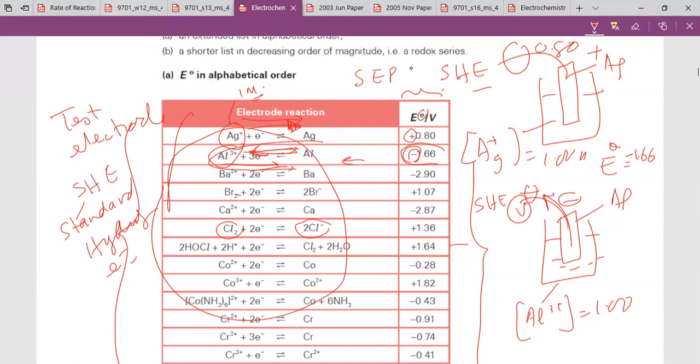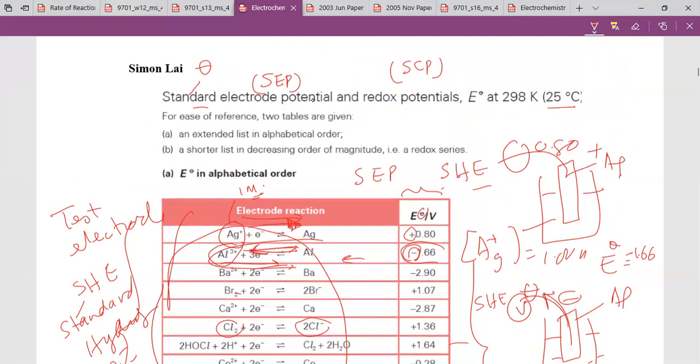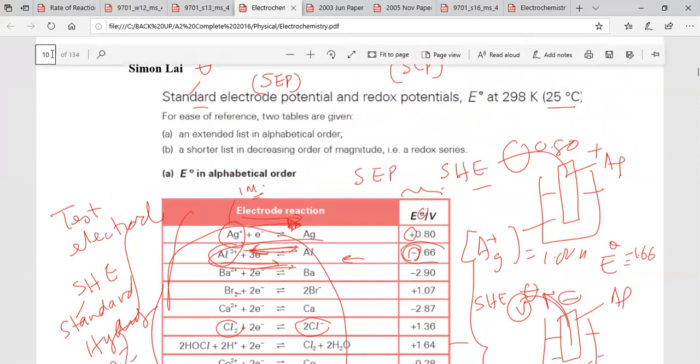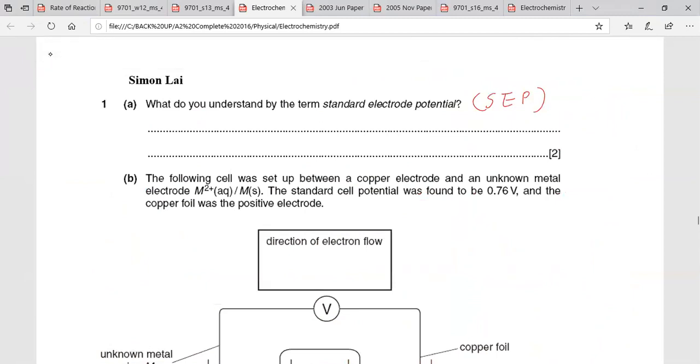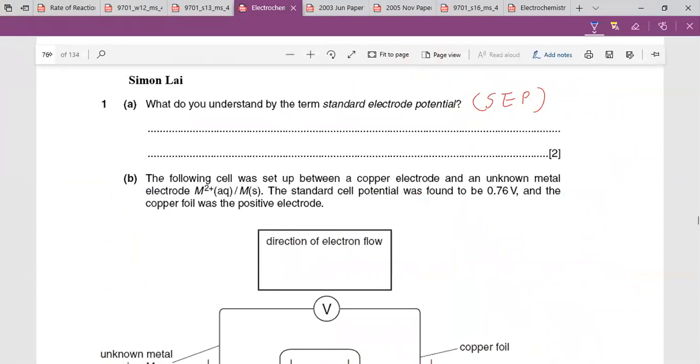I'll show you the marking scheme for the question so you can see it. The difference between standard electrode potential and standard cell potential is on page 76. Okay, look at page 76. The question: what do you understand by the term standard electrode potential? SEP. Now I'll show you the other one first. The other one is standard cell potential, which is page 118. I'll show you that they're different.